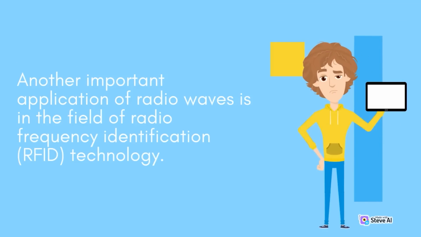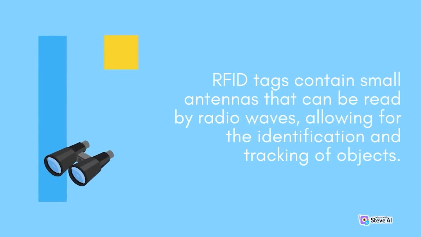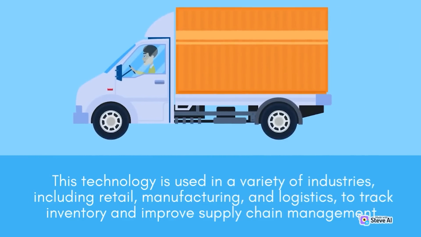Another important application of radio waves is in the field of radio frequency identification (RFID) technology. RFID tags contain small antennas that can be read by radio waves, allowing for the identification and tracking of objects. This technology is used in a variety of industries, including retail, manufacturing, and logistics, to track inventory and improve supply chain management.